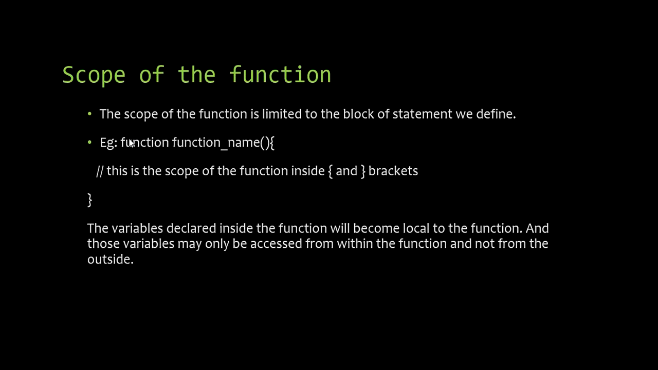And then comes the scope of the function. It is limited to the block of statements we define. For example, we have defined function, then function name, then inside this particular bracket, whatever we have given comes under the scope of this particular function, and the variables that we declare inside this function become local to this function, and those variables may only be accessed within the function and not from outside of the scope. So this bracket defines the statements and the scope of the function.